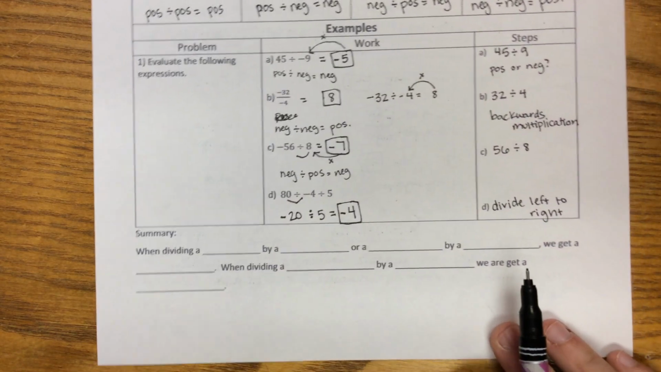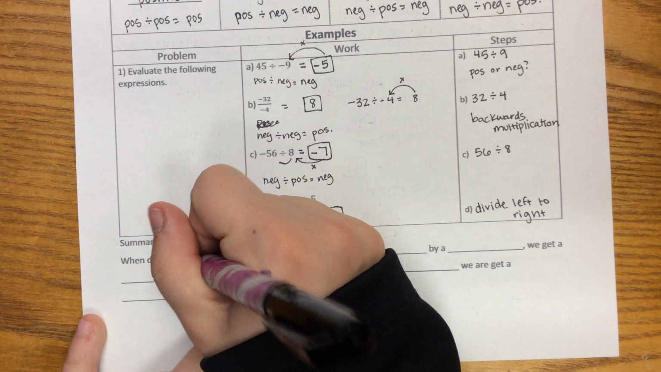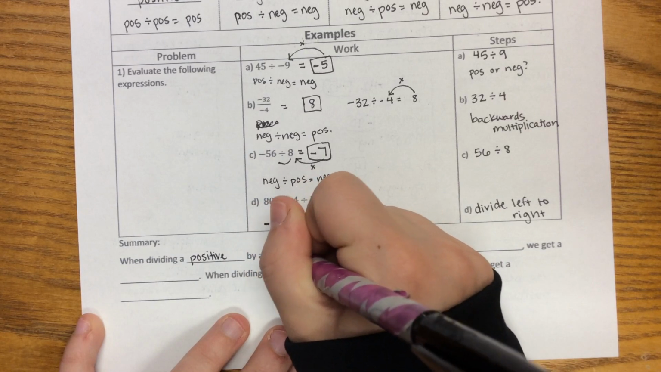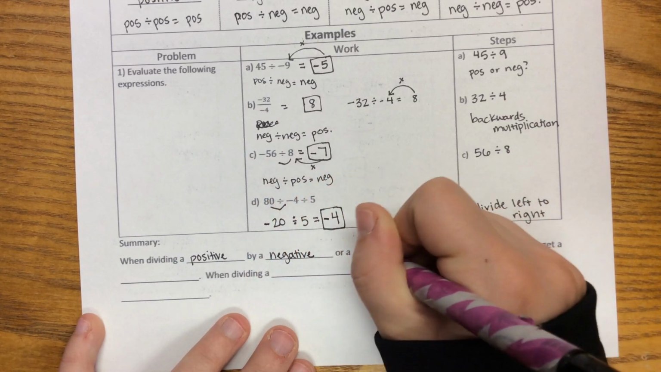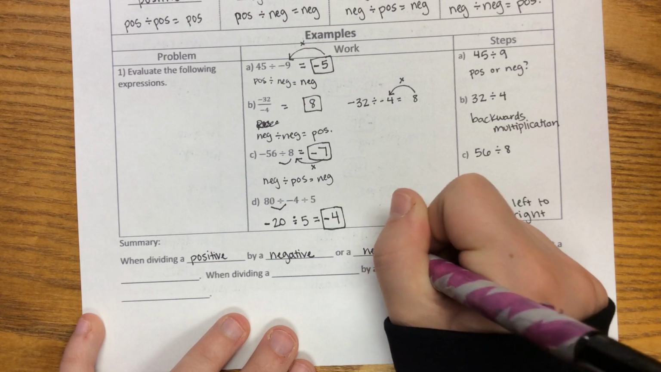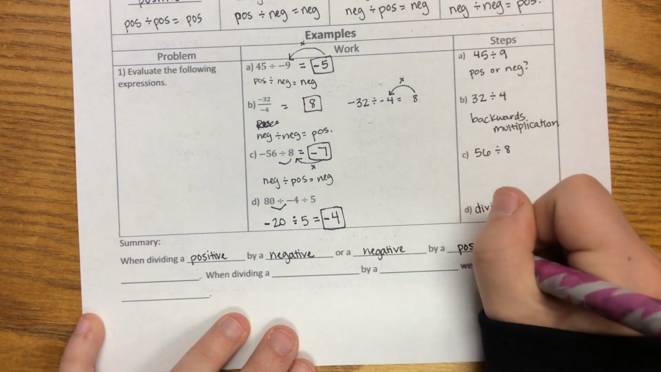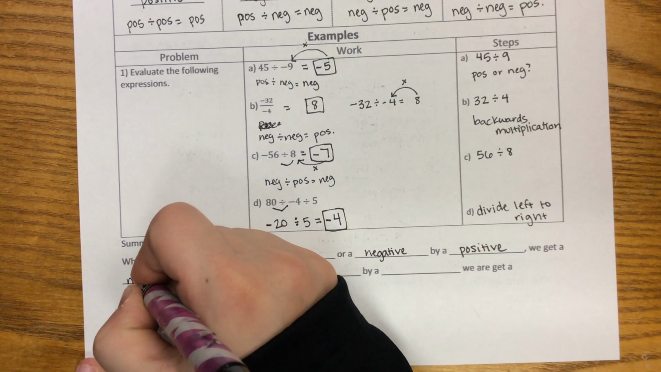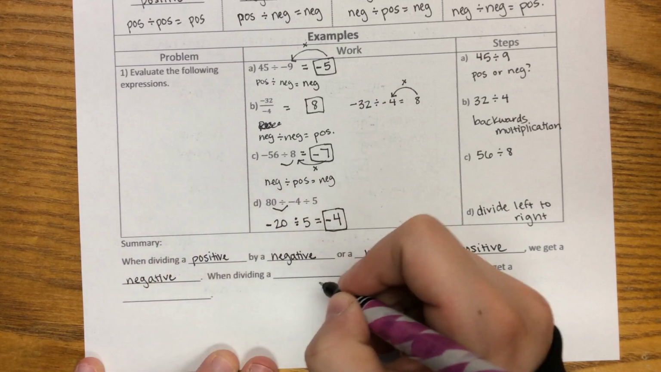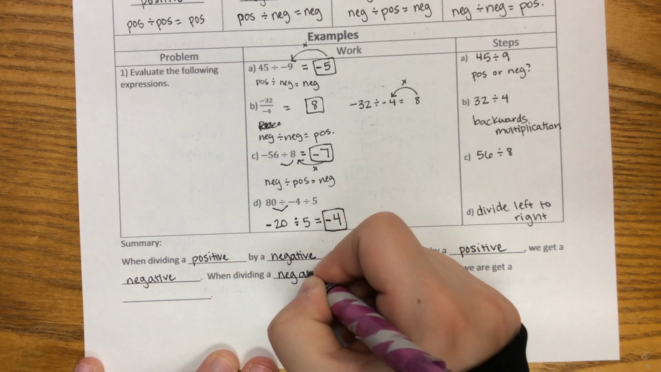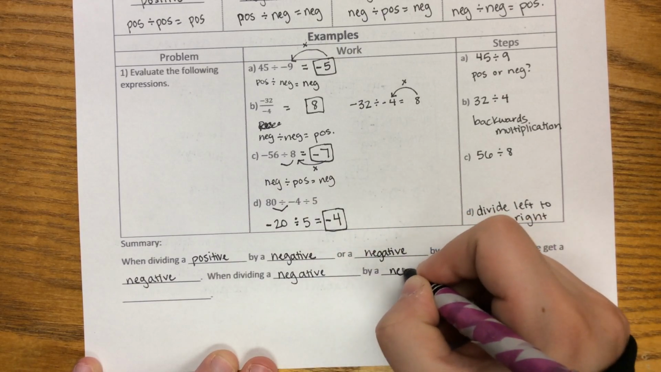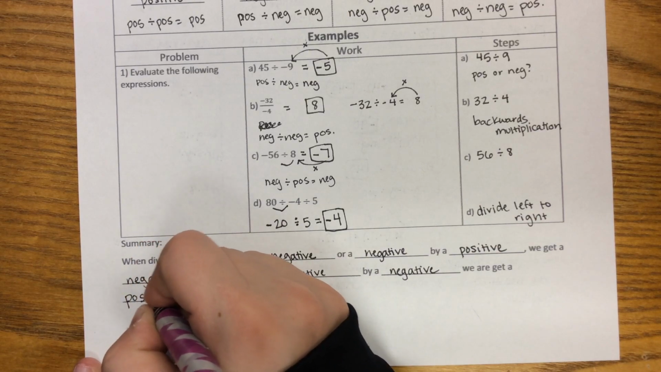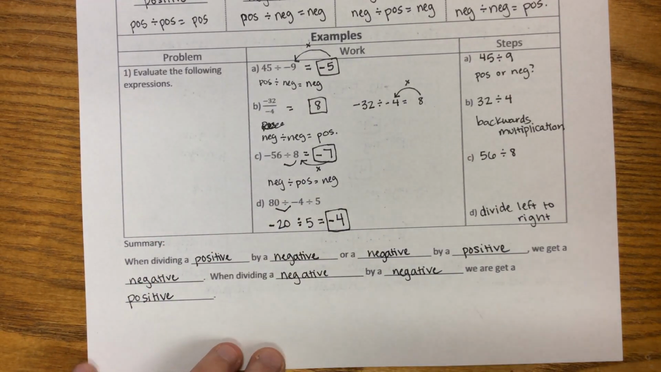All right, so when dividing a positive by a negative, or a negative by a positive, because this is the new stuff, we haven't done this yet, we get a negative. And when dividing a negative by a negative, we get a positive. All right, and that is it for lesson 2.